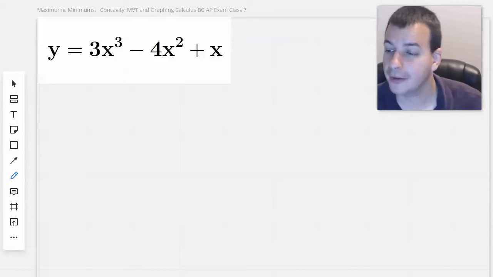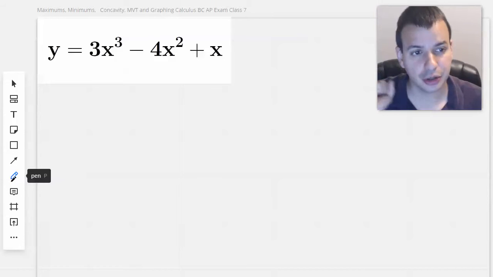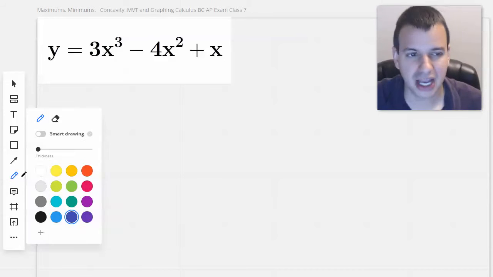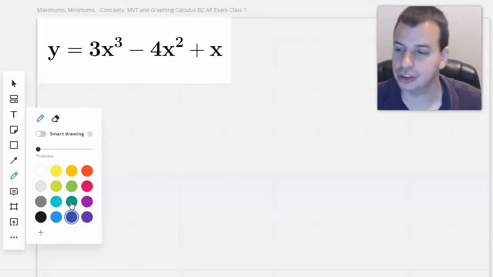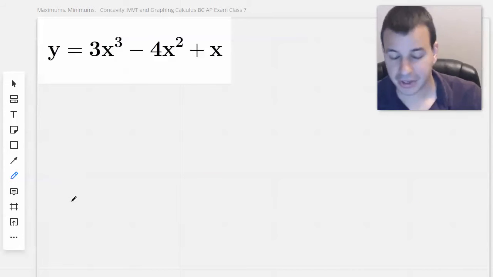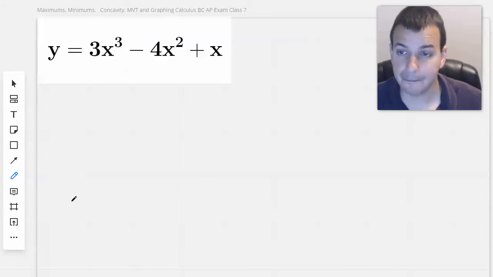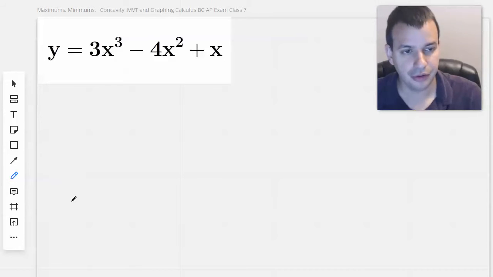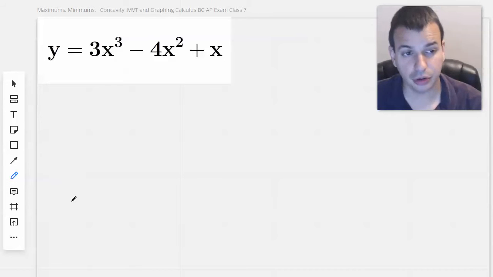Okay. So we're given this equation and we're asked to find everything about it. And by everything, we mean maximums, minimums, roots, concavity, etc. And we'll probably be asked an actual question, like what is the maximum, either absolute or relative, of this graph?